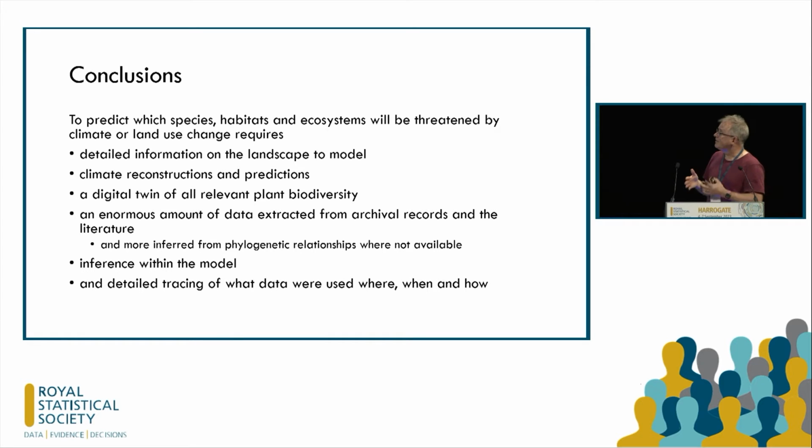And we need this detailed tracing of what data we used, where, when, and how, because we know the model is going to be wrong. Any model, particularly a model with millions of parameters like this, in such a complex system that people scarcely understand even when you sit them down and talk to them about it, never mind when you ask them to write out a formula for what's happening, is going to be wrong. So we need to be able to trace everything that happens so that we can identify where we're going wrong.